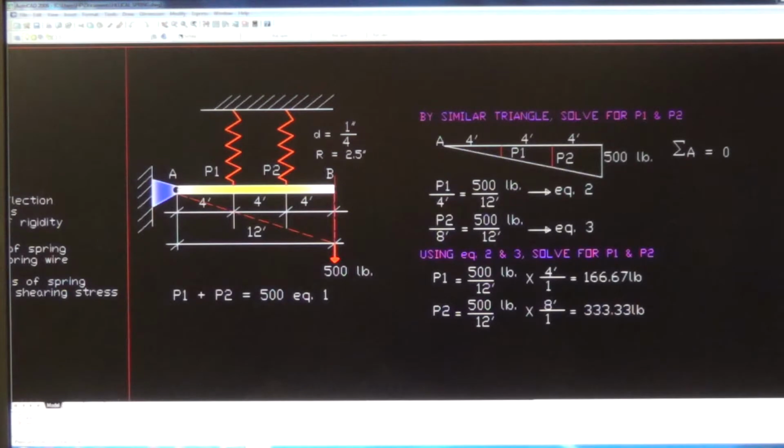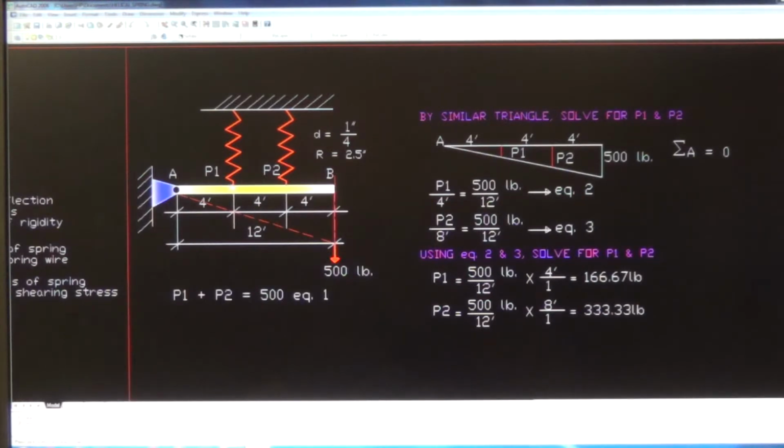To analyze that loading, you have to draw a line from A all the way to the applied load, now forming a triangle. As you can see in the triangle here, P1, P2 and the applied load are proportional. P1 is always smaller than P2, and P2 is always smaller than the applied load. They are in proportion.